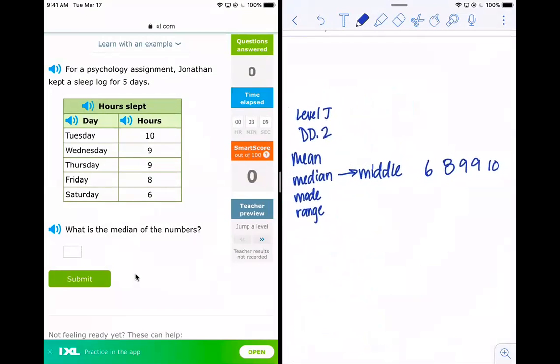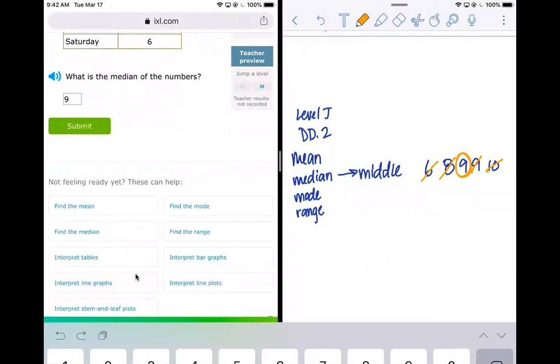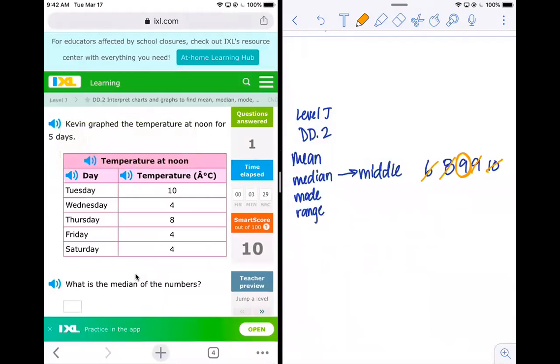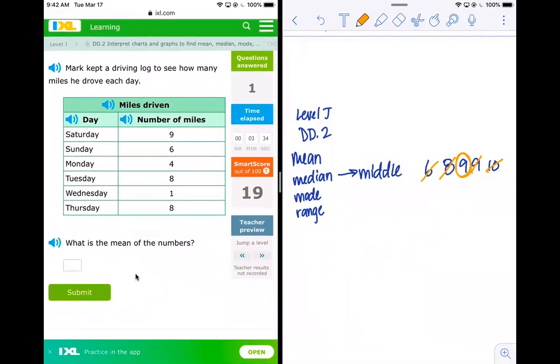And in this case, I want to cancel the biggest one and the smallest one together, and then the next biggest one and the next smallest one. And then in this case, there's one left over. So that would be my median. So I'm going to put 9 in this box, because that was my median. This next question asks about median, same thing. This question asks about mean. Your mean is your average, where you add them up and divide by the numbers. So add and divide.